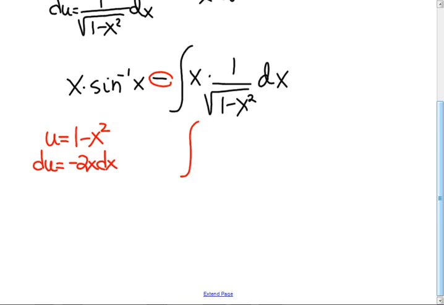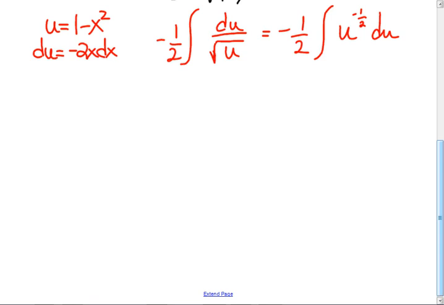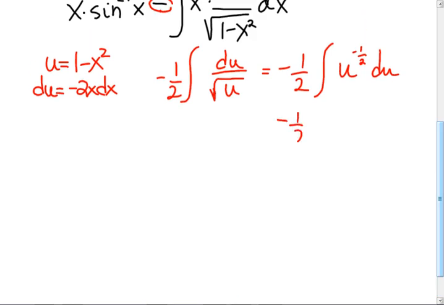You did the homework for today. It should be easy. 1 half. But the negative's going to cancel with that negative, right? So it's going to become plus. Let's just write that part down there. And then x dx is du over the square root of u. How do you integrate that? Yeah, u to the what? Not positive 1 half. Negative 1 half du. And so that antiderivative becomes negative 1 half times u to the 1 half divided by 1 half, which is the same as times 2, correct?